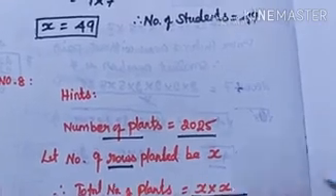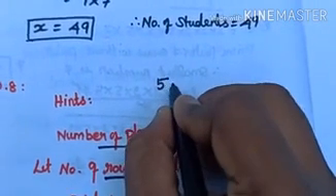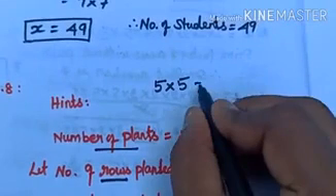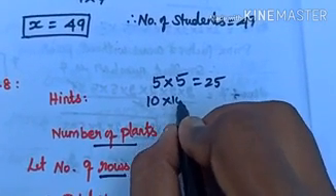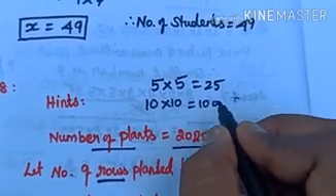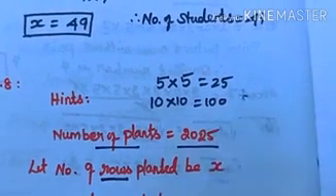For example, if there are 5 rows, each row has 5 plants. So 5 into 5 is 25. If there are 10 rows, each row contains 10 plants. So 100. Likewise, you need to find out the value.